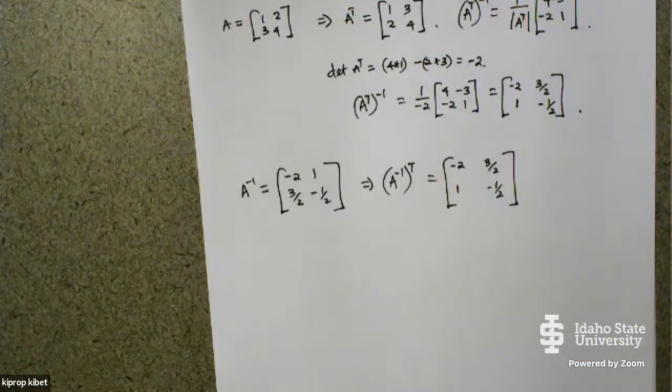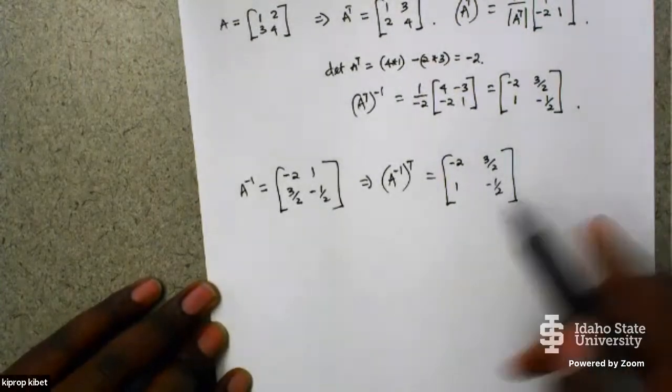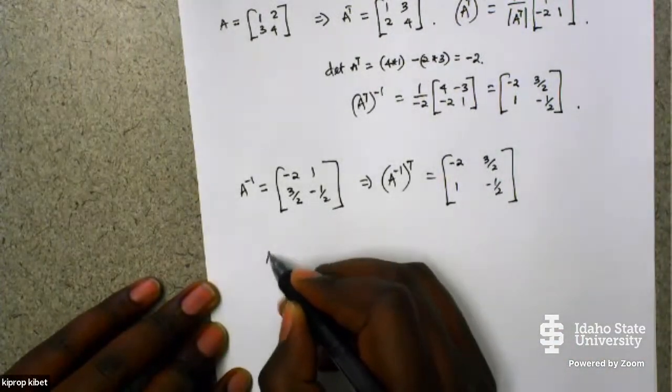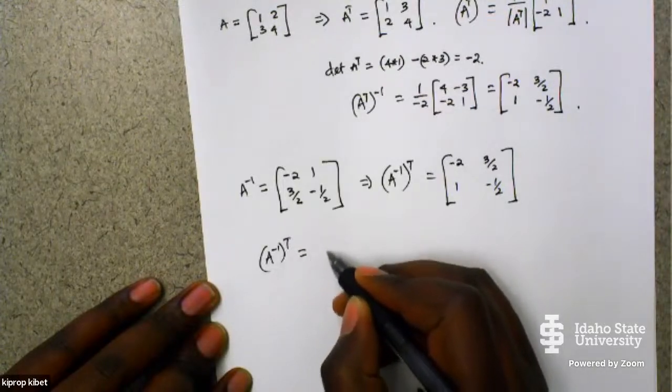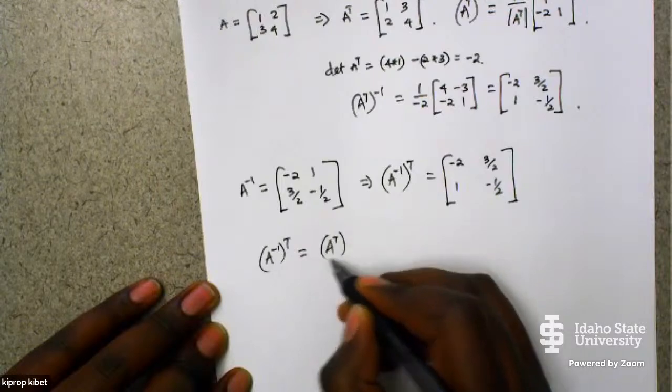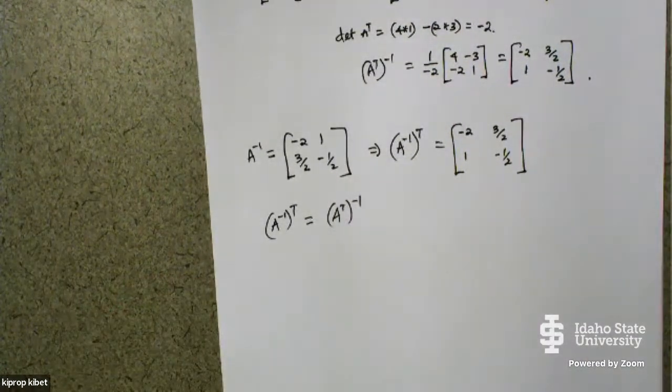Okay. So what can you see from that? The same thing, right? So it means that A inverse transpose is the same as A transpose, and then you do the inverse. Understand?